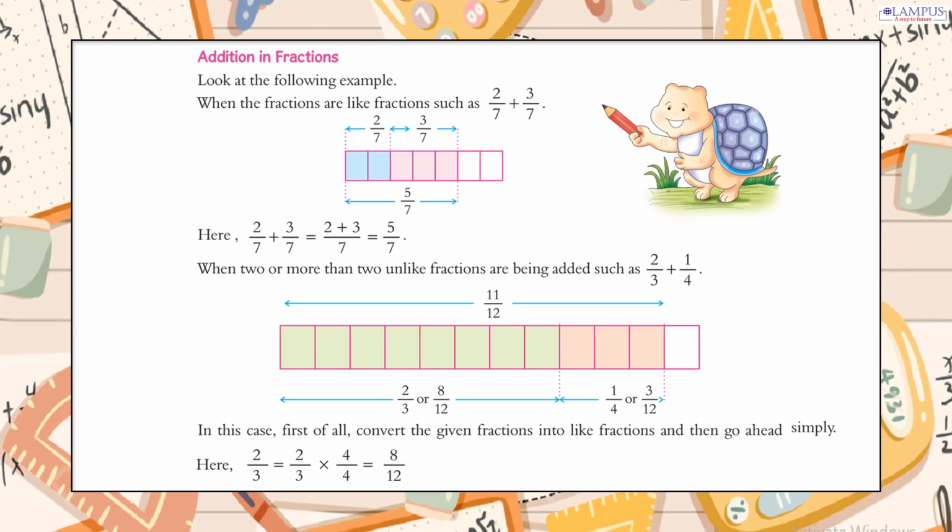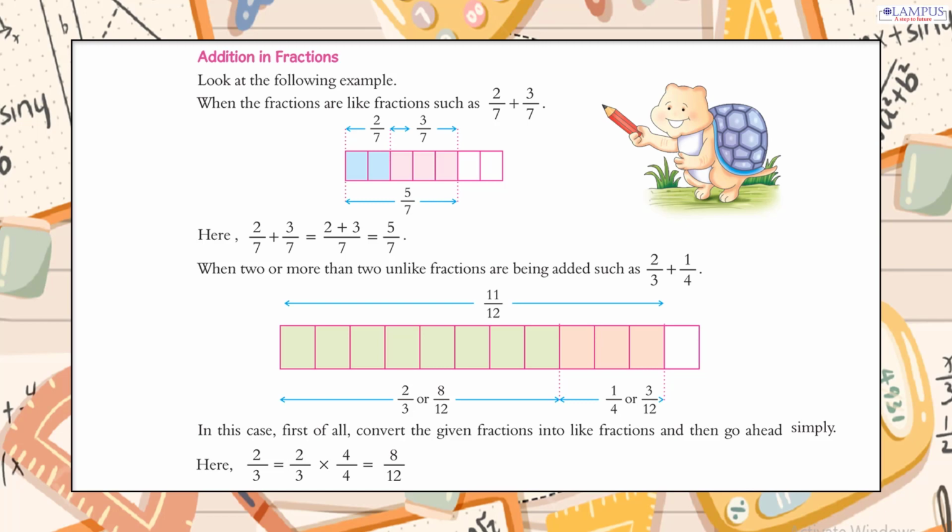Addition in fractions. Look at the following example. When the fractions are like fractions such as 2 by 7 plus 3 by 7. Here, 2 by 7 plus 3 by 7 equals 2 plus 3 whole divided by 7 equals 5 by 7.